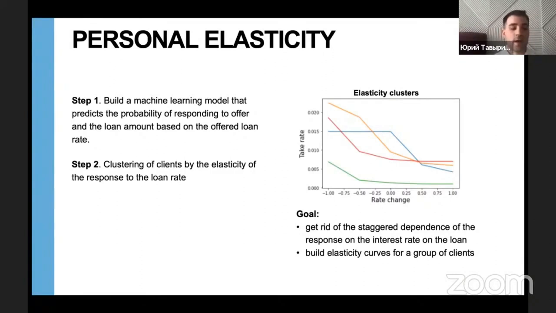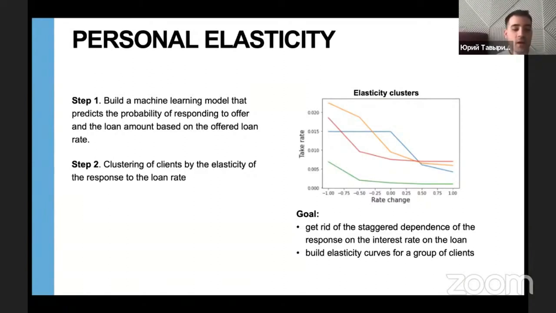In the picture, you can see the typical result of clustering customers by elasticity. There are four clusters of clients. Some of them, green, for example, almost don't react to rate changes, except for a strong drop in rates. Most likely in this cluster it will be optimal to raise the rate. For blue, for example, it looks like many people will be better with no change in rates, while orange, on the contrary, lower the rates as much as possible.